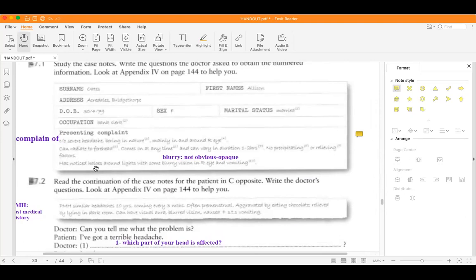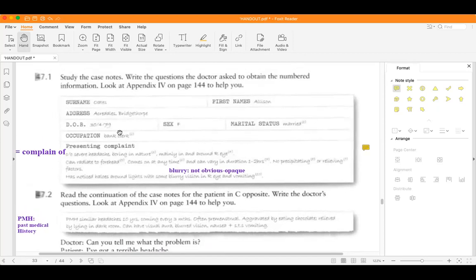Has noticed halos. What is the meaning of halos? Halos means circles of light. Has noticed halos around lights with some blurry vision. Blurry means not obvious, or the word that we have taken before, opaque. Blurry vision in right eye and vomiting.